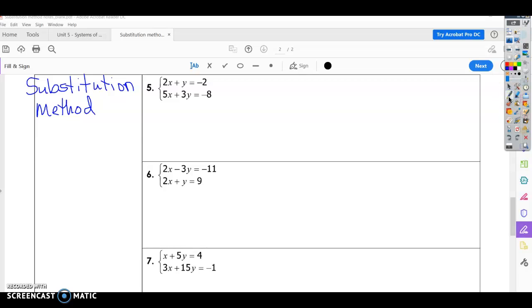All right, so we're still working with substitution. This is a method for solving a system of equations. So now we're going to look at number 5, and we have equation 1 and equation 2.